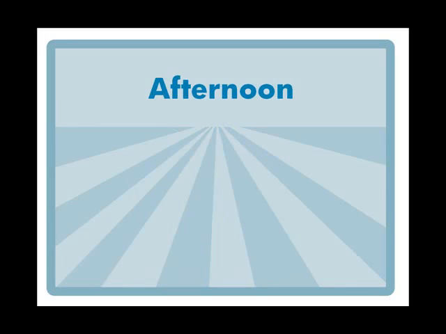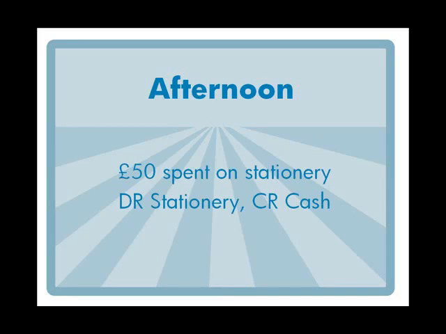Later that afternoon, Molly goes to Staples and spends £50 on some stationery for the business to use, using the cash she earned earlier. The double entry would be debit postage and stationery, which is an expense account. Stationery doesn't count as an asset of the business because it's likely to be used up within a year, and credit cash.